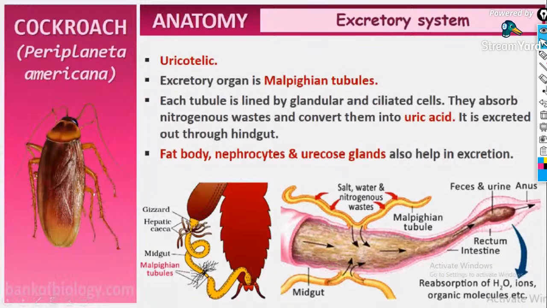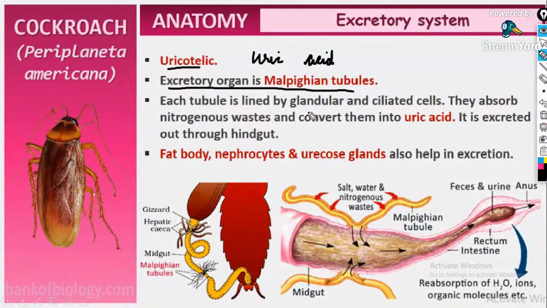Now we have the excretory system of cockroach. The cockroaches are uricotelic. That is, their excretory product is uric acid. Therefore, we can say that the cockroaches are uricotelic, and their excretory organ is Malpighian tubules.